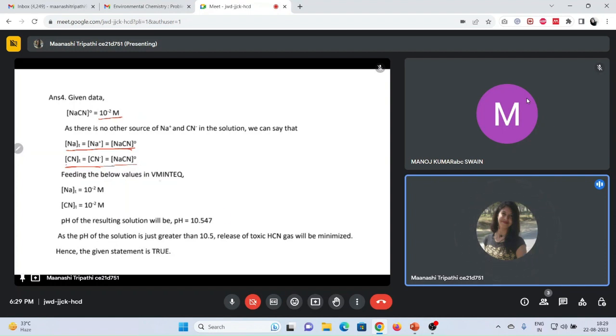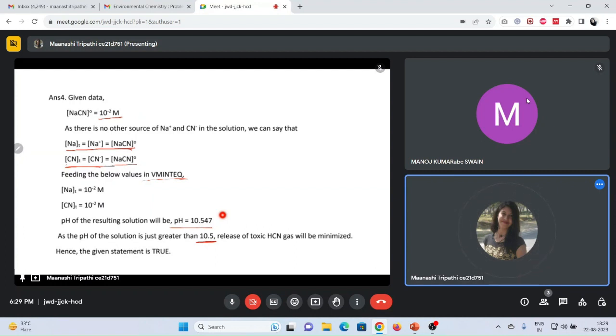When we feed all these values in Visual MINTEQ, so here Visual MINTEQ is important, we directly get the result as pH equal to 10.547, which is greater than 10.5.